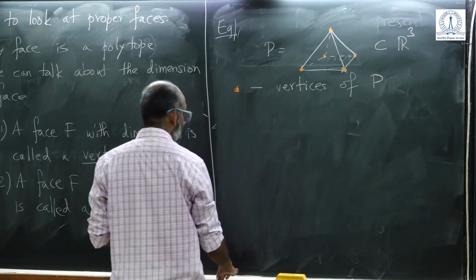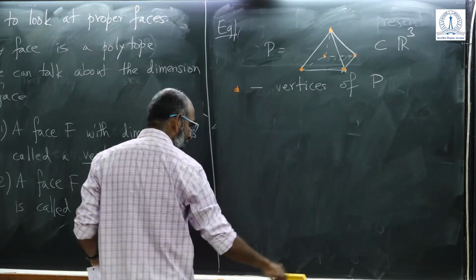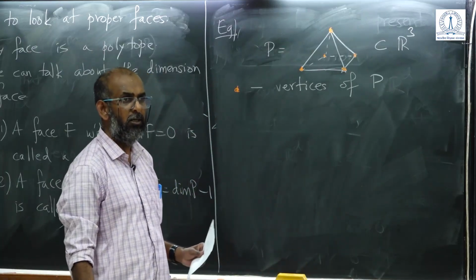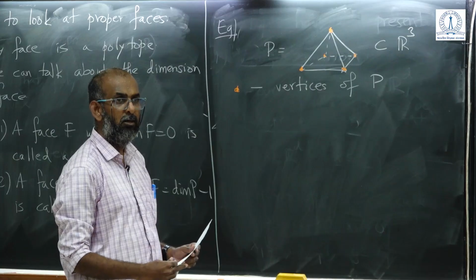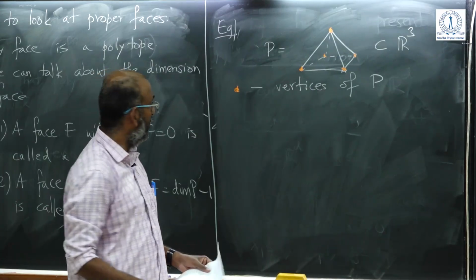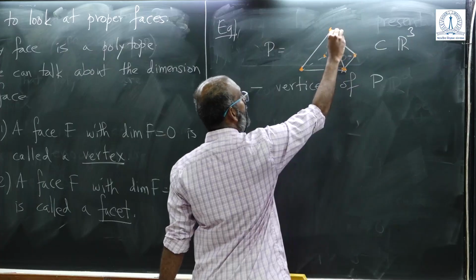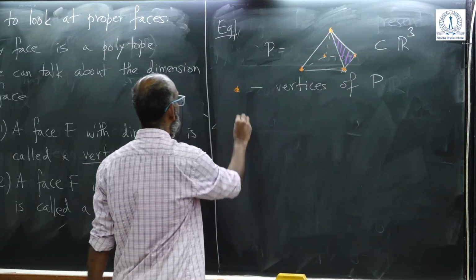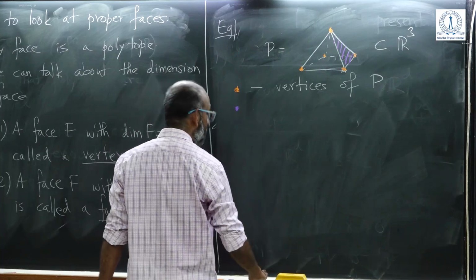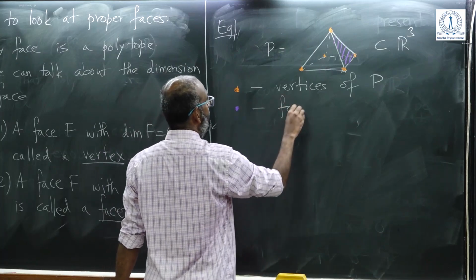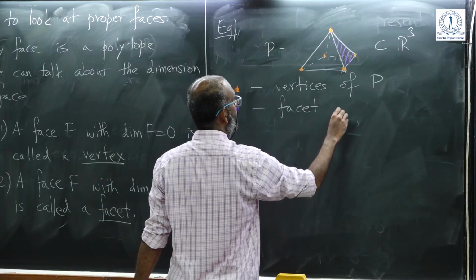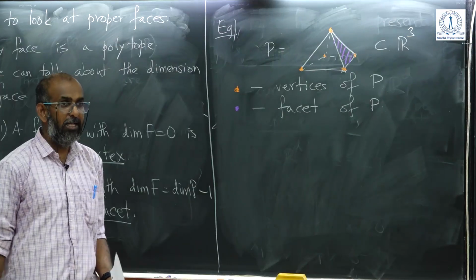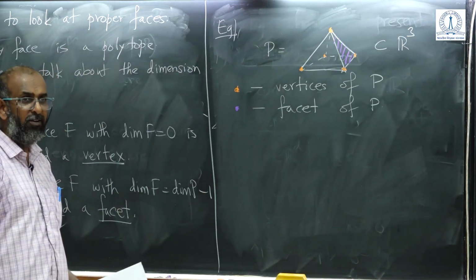Okay. Can you see an example of a facet? What is a facet here? Bottom square is a facet, yes. But this is also a facet. So how many facets are there? Facet of P. But is there anything else? Are there any other faces?